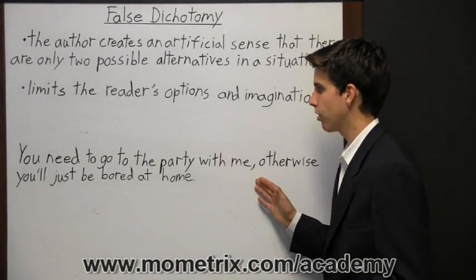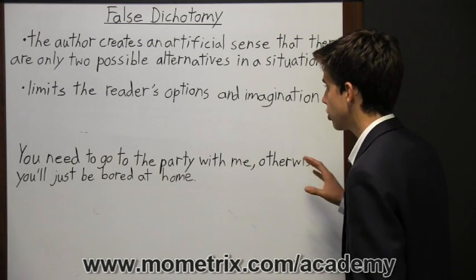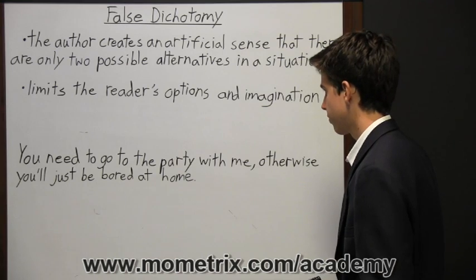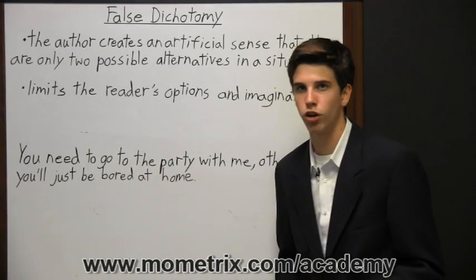And so this is an example of false dichotomy, because here the author is creating that artificial sense that there are only two possible alternatives. One is to go to the party, and one is to be bored at home.